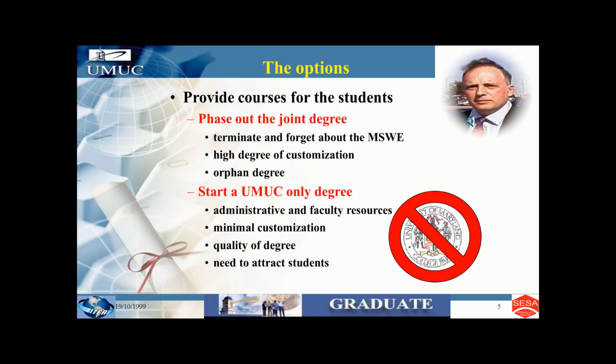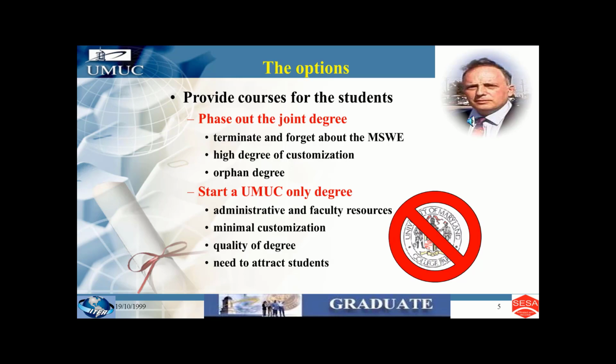So once College Park had decided to drop out of the degree, we were faced with a problem. What do we do with the students? Do we phase out the joint degree, which means we terminate the program and forget about software engineering, something that is becoming increasingly important in our culture? This gives us a problem in which each of the students has a different number of courses, and if we're going to run courses for a while, we're going to have to scramble around and find substitutes that the students can take or give them individual studies, and the degree is going to be an orphan degree.